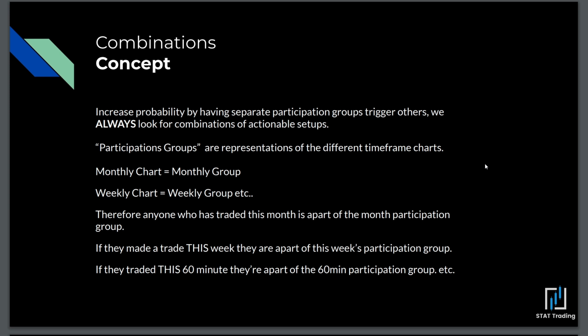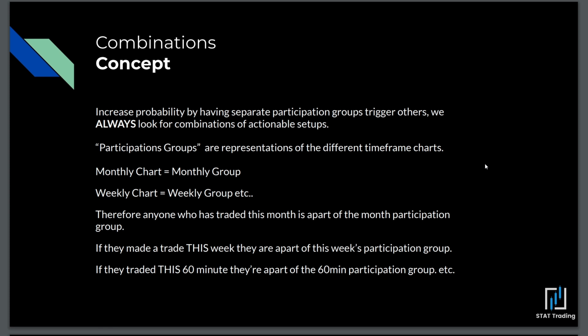Participation groups are just representations of different time frame charts. So the monthly chart would be the monthly group, the weekly chart, the weekly group. Therefore, anyone who has traded this month is a part of the month participation group. If they made that trade this week, they're a part of this week's participation group. And if they did it this specific 60-minute, they're a part of the 60-minute participation group, etc.